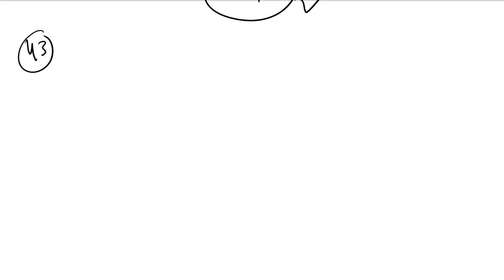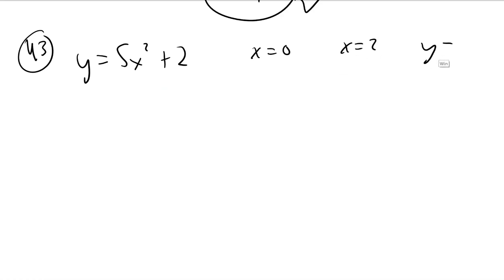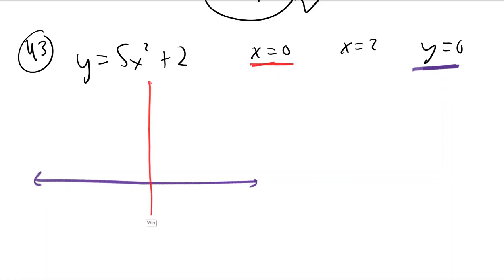Okay, 43 says find the area of the region bounded by the graphs of these equations. So if we graph 5x squared plus 2, x equals 0, x equals 2, and y equals 0. So y equals 0 is the x-axis, x equals 0 is the y-axis, x equals 2 would be a vertical line that always has an x value of 2.